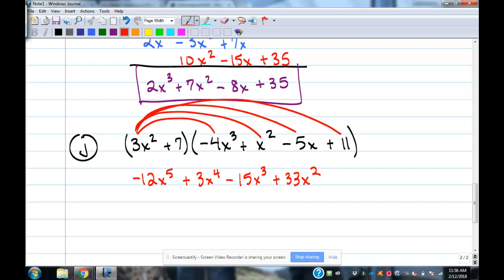Now, you got to distribute the 7. 7 times negative 4x cubed. Okay, where's that go? Under the negative 15. So negative 28x cubed. And then keep going. 7x squared. Last one.